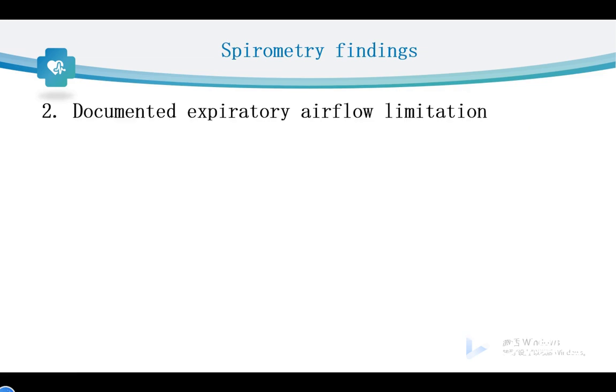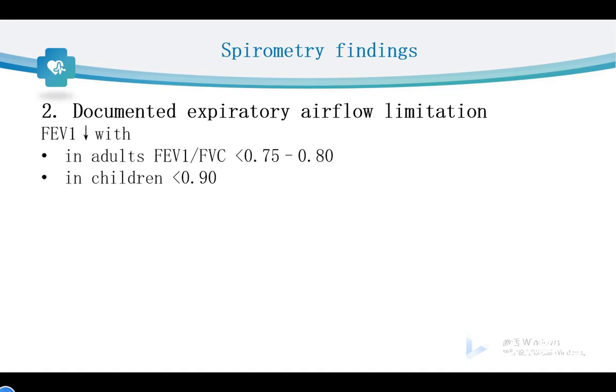Here shows other spirometry findings in patients with asthma. One is the documented expiratory airflow limitation. It presents the decreasing of the FEV1 with the decreasing of the FEV1 over FVC, in adults, less than 75% to 80%, and in children less than 90%.